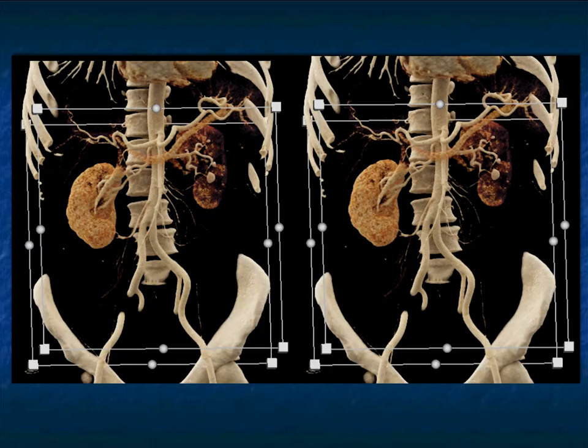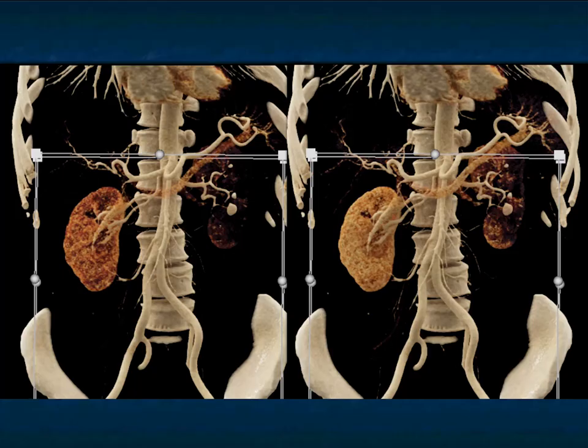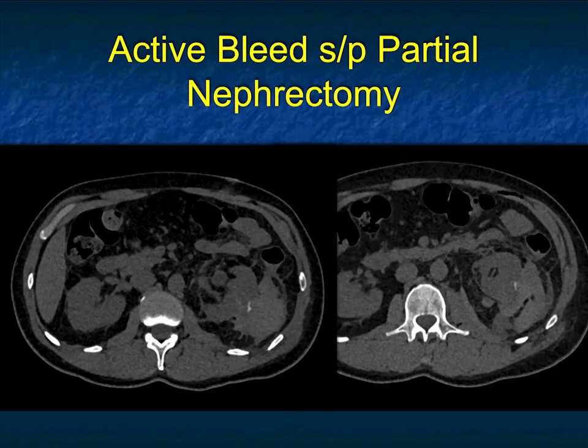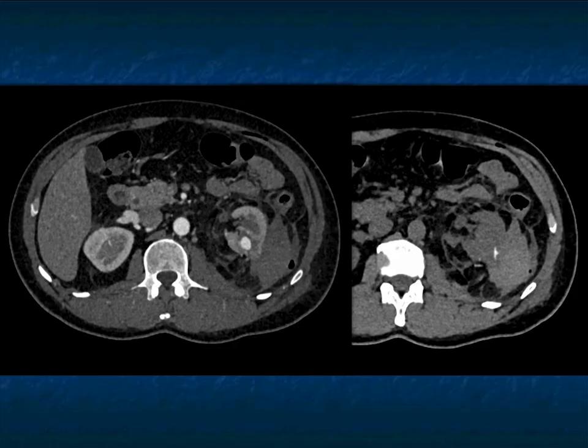And again, using that to really show very nicely the patient's pseudoaneurysm. Another patient, again, active bleed post-partial nephrectomy. You can see the blood in the perirenal space. And of course, when you give IV contrast, the pseudoaneurysm and the site of active bleeding is very nicely shown.